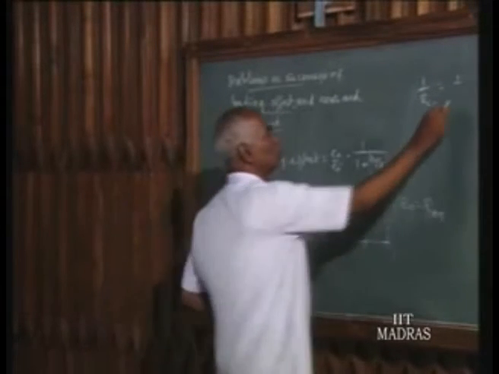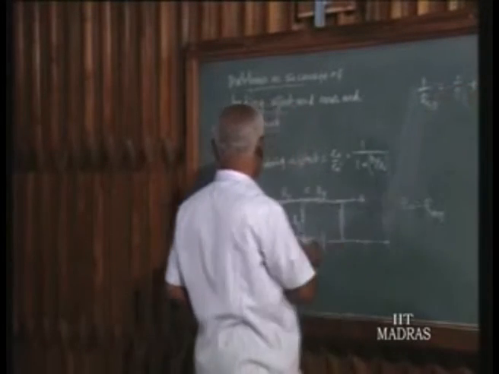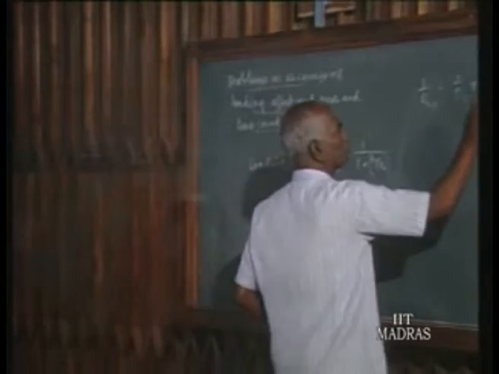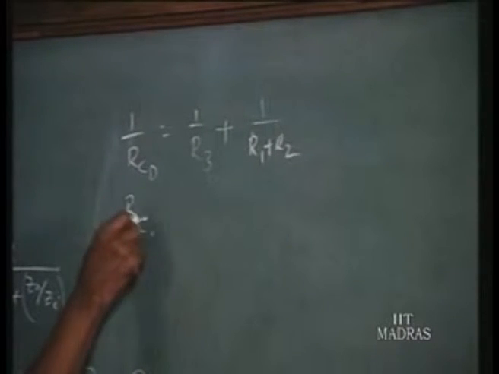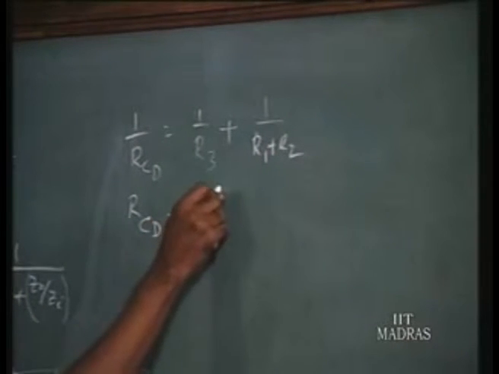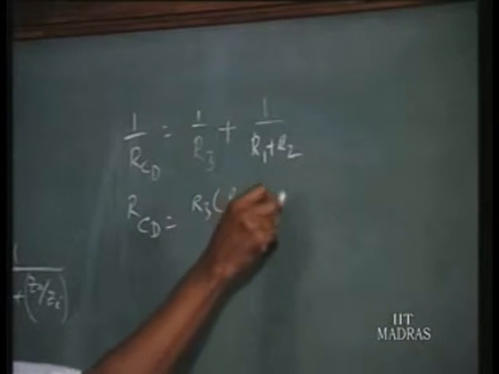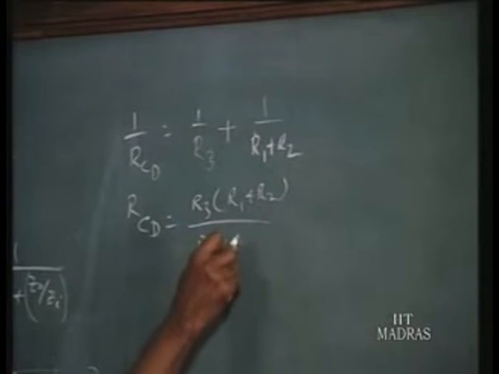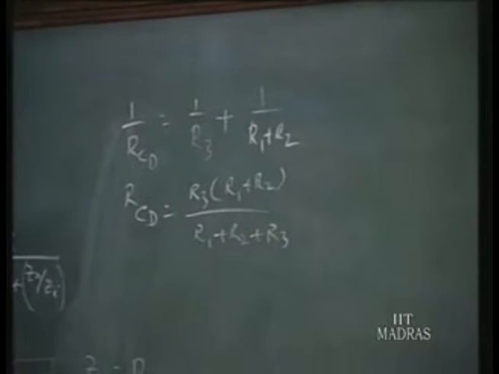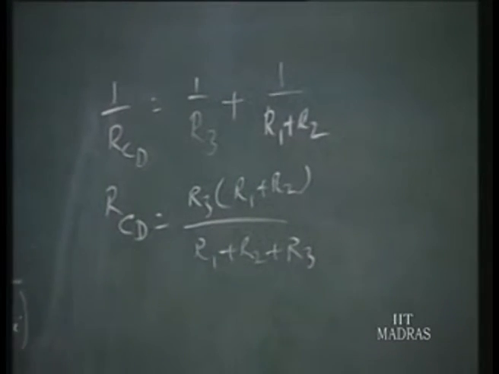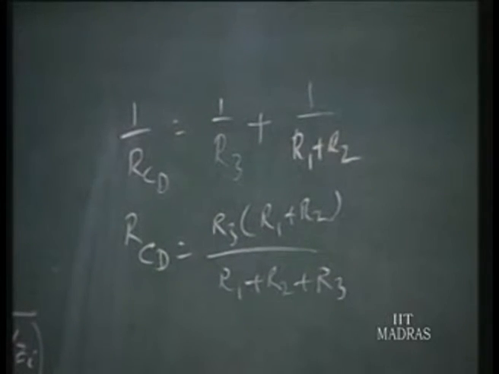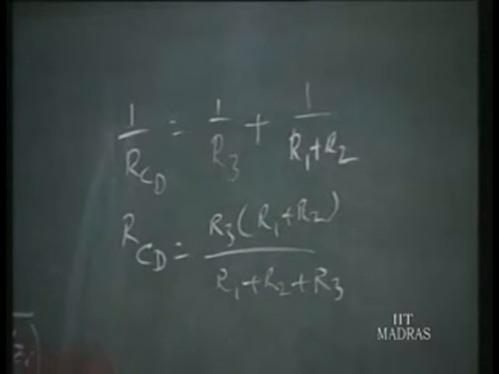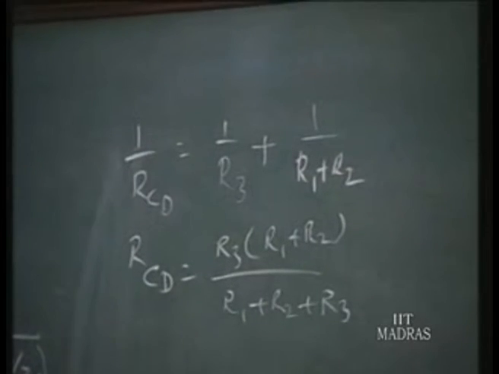So, if you call it RCD, 1 by RCD is equal to 1 by the two parallel paths. So, 1 by R3 is one path. The other parallel path is R1 plus R2, so 1 by R1 plus R2. So, now from here RCD is equal to R3 into R1 plus R2 divided by R1 plus R2 plus R3. So, simply we say for parallel paths of two resistances RA, RB, RAB is equal to RA into RB by RA plus RB. That is the formula. That is what we have used here, finding the equivalent resistance of two parallel paths.